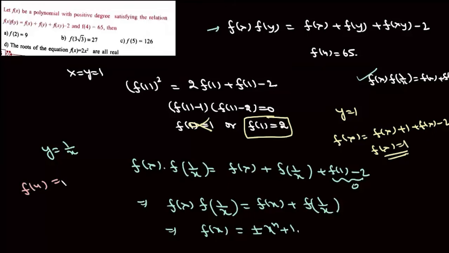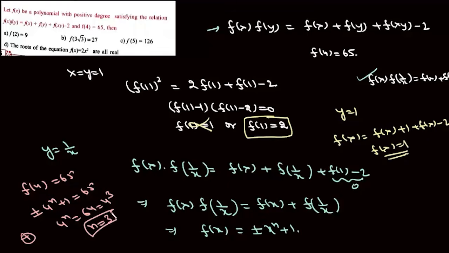So we are given f(4) is 65. We get it as plus or minus 4 to the power n plus 1. It is 65. Now it will be this plus sign. Then 4 to the power n equals 64, which is 4 cube. So the value of n is 3. So we know it will be a plus sign and the value of n is 3.